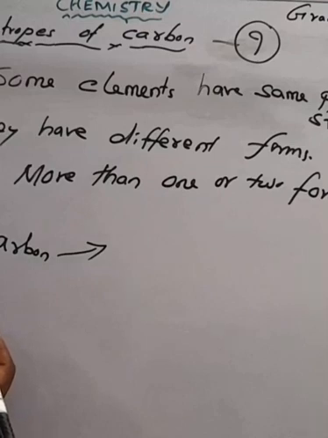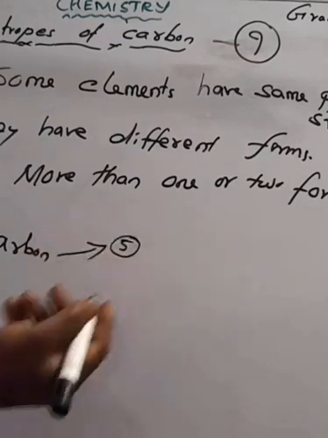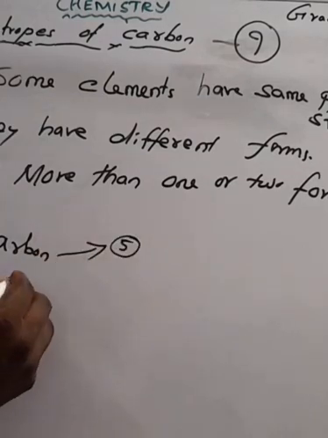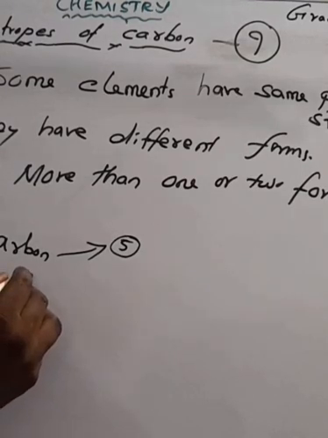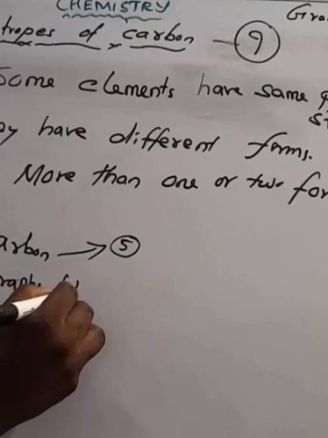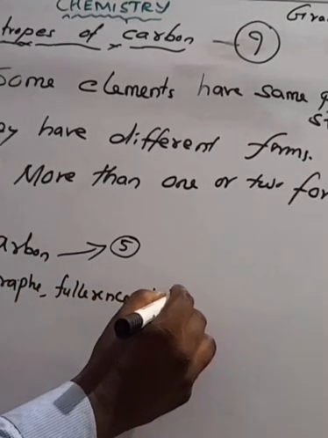In the small class we learned about that. Diamond and graphite are the most common allotropes. The remaining allotropes are graphene, fullerenes, and carbon nanotubes. These are all newly synthesized forms. Okay.